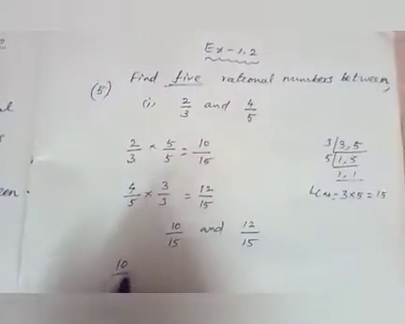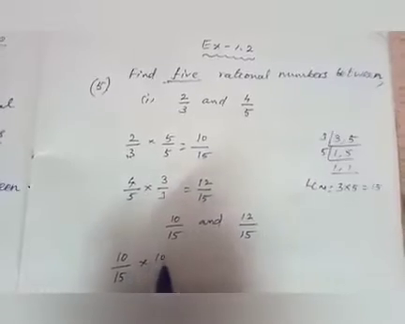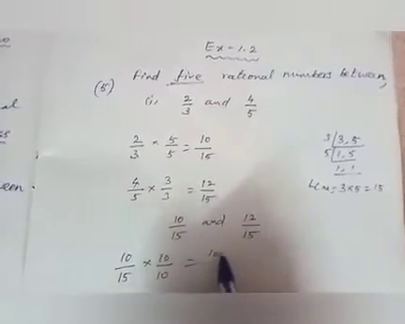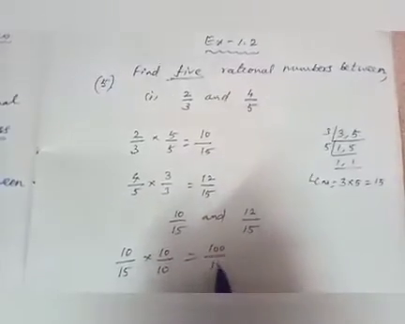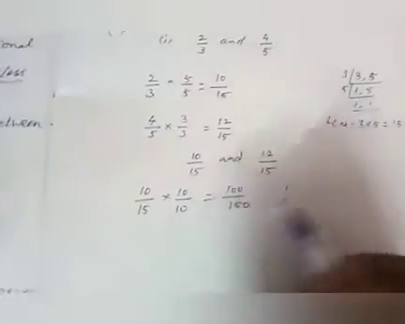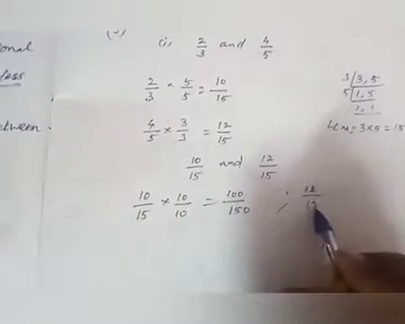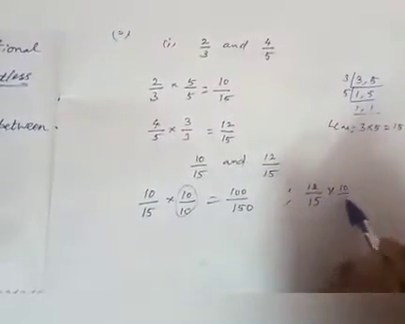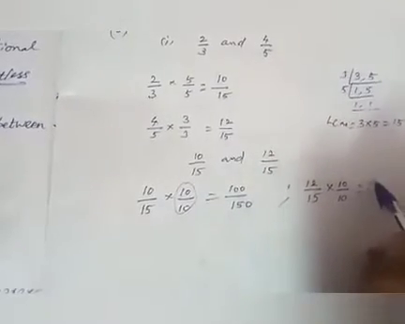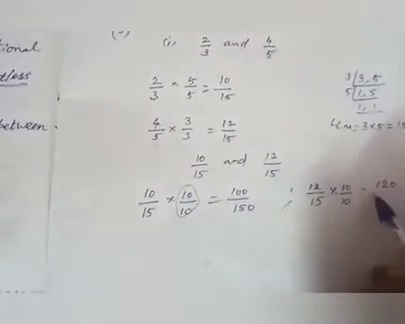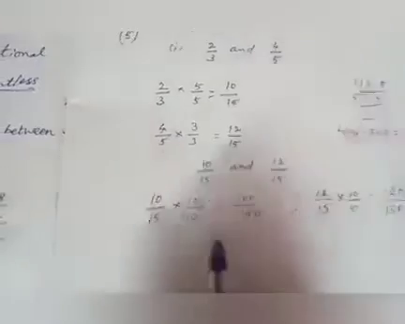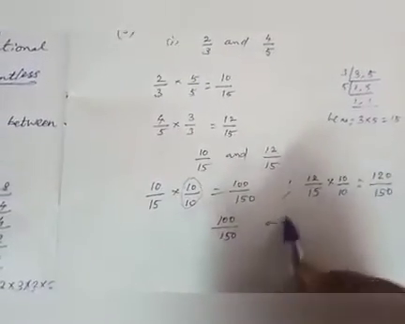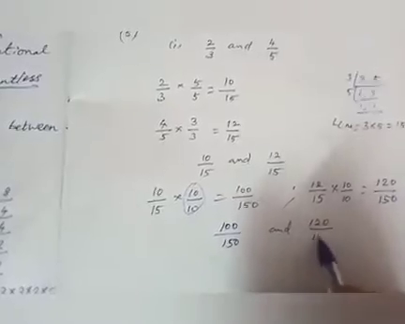Again you multiply and divide by any number, for example, by 10. So 10 tens are 100, giving 100 divided by 150. The other rational number is 12 divided by 15. Multiply and divide by the same number, 10 divided by 10. 12 tens are 120 divided by 150. Here 100 divided by 150 and 120 divided by 150.